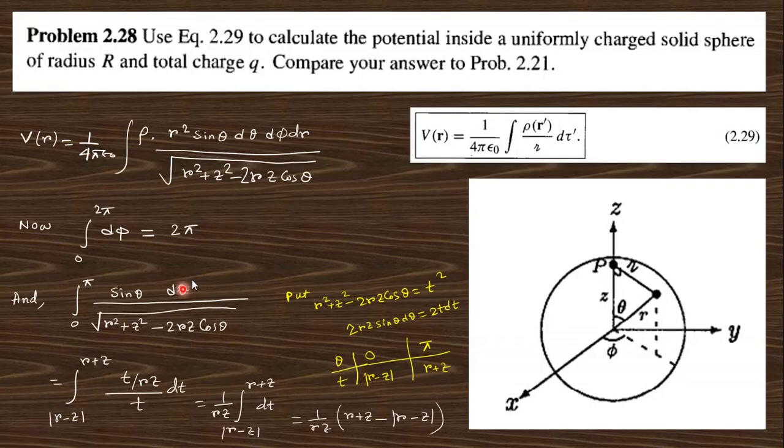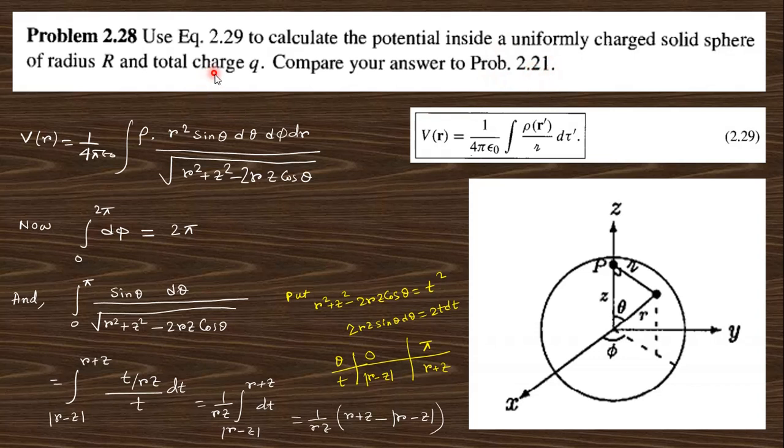Go to the next one, 2.28. Use equation 2.29, the potential from the volume charge density, to compute the potential inside a uniformly charged solid sphere of radius r and total charge q, and compare your answer with 2.21. In this video we just solved problem 2.21. You can watch it.